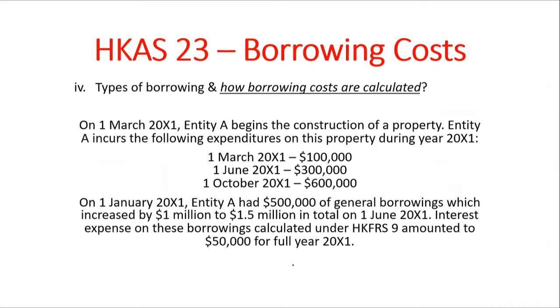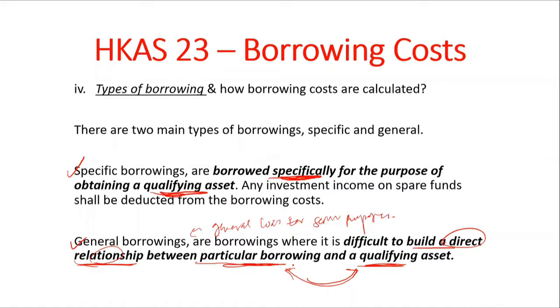This is an example here. Let's look at an example on how to calculate borrowing cost. One more thing that I would like to highlight in the previous slide before moving on to the example is that any investment income on spare funds is deducted from the borrowing cost. This is really important, and also tested in QP exams. So you have to be really careful. If a company is investing somewhere and earning interest on that borrowed money, the interest income would be deducted from the total interest expense.